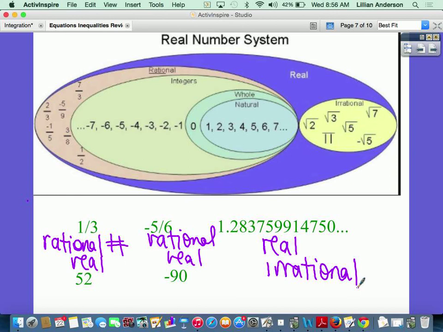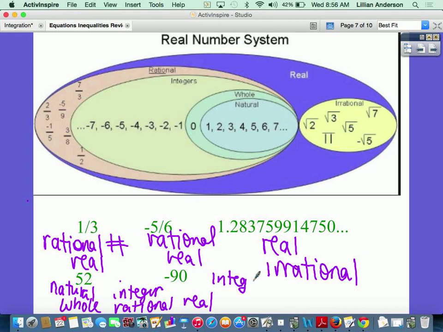What about 52? What is 52? It's everything except irrational. So it's natural, it's a whole number because it is a positive number. It's an integer, it's a rational number because any whole number can be written as 52 over 1, just a fraction, and of course, real. Lastly, what's negative 90? It's an integer, it's rational, and real.